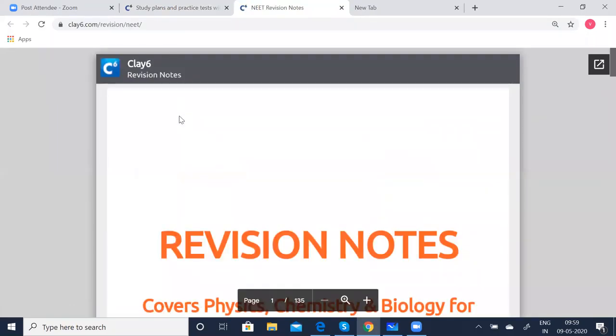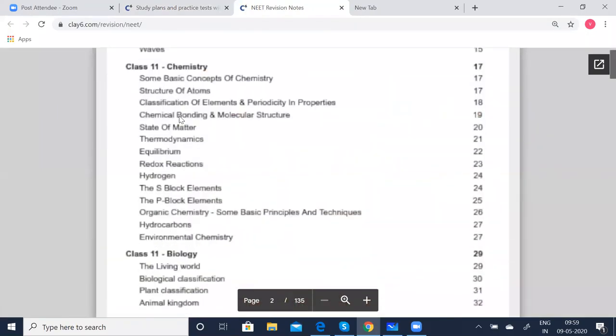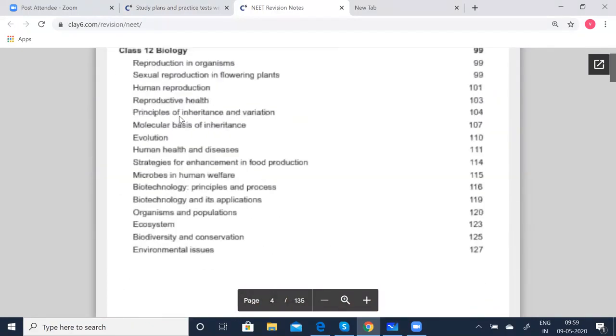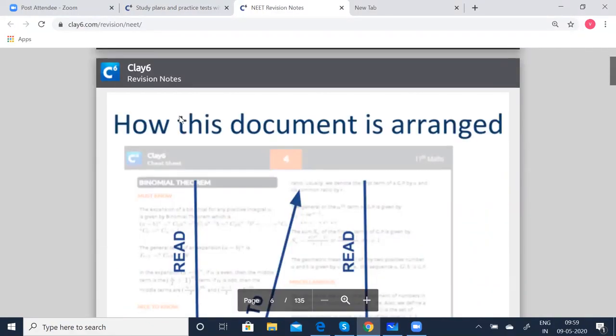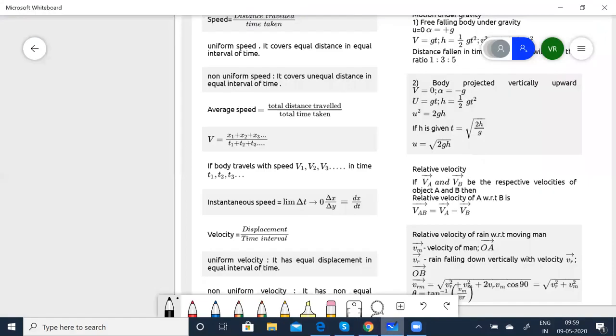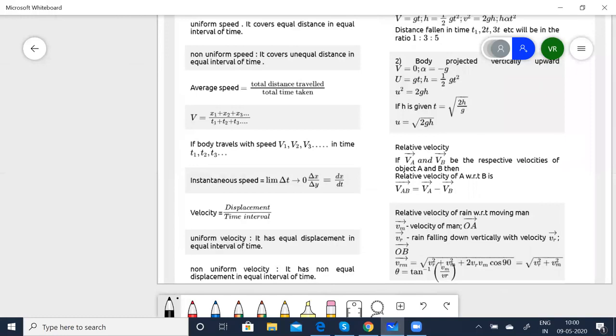So I told you we are now going to start with motion in a plane. Before that, yesterday I stopped with instantaneous velocity and everything. Today I stopped with body projected vertically upwards, the motion under the free fall. So now I said I'll do relative velocity today.